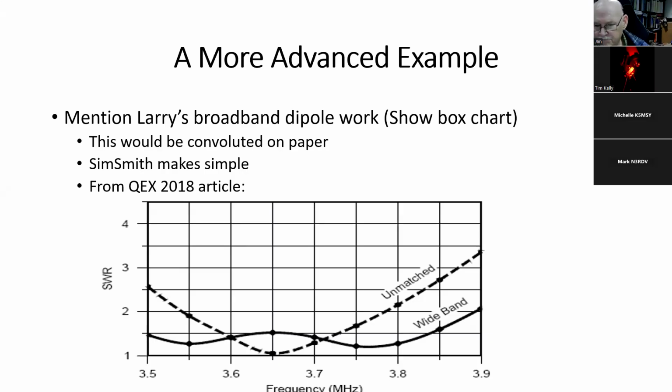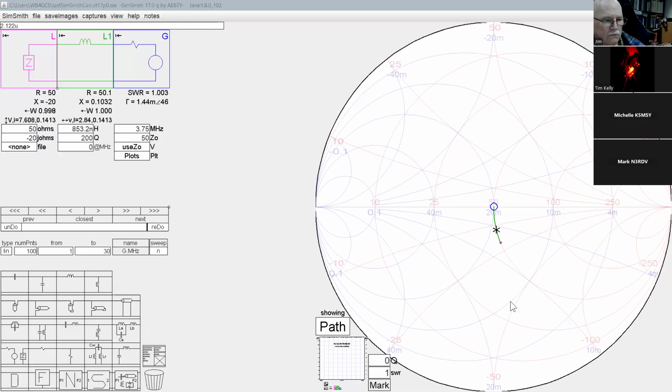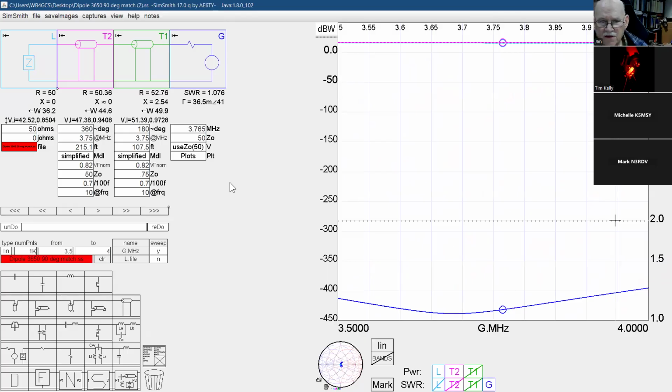And that technique, bear with me. That technique involves a one wavelength piece of 50 ohm coax and then a half wavelength piece of 75 ohm coax. And when I first read that article, I said, what the heck is the point of one wavelength of 50 ohm coax? Because the impedance is going to be the same. We will come back to that.